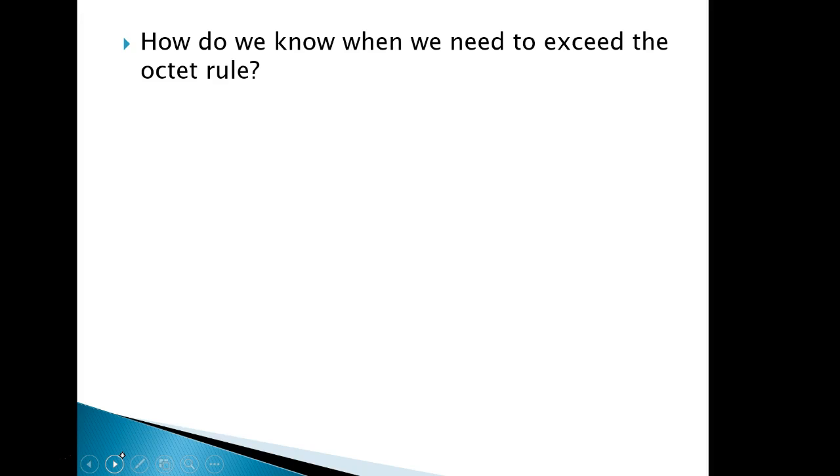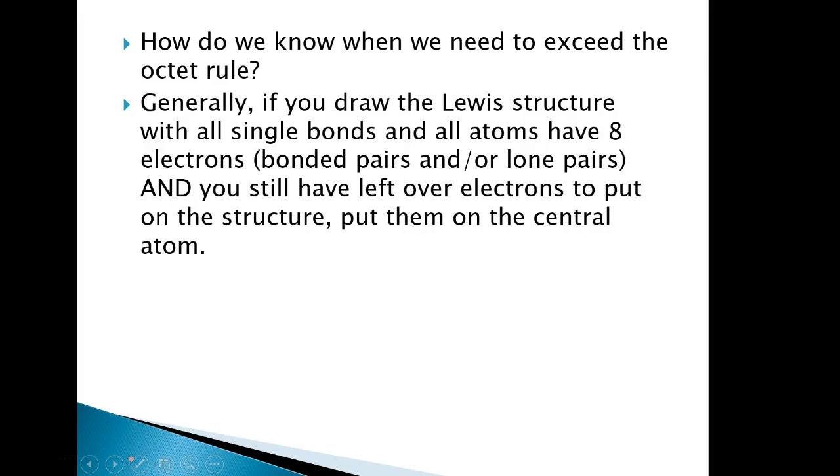So, how do we know when we need to exceed the octet rule? Generally, draw the Lewis structure with all single bonds, just like before. Give everything 8, just like before. And then if you still have extra electrons that you haven't put on anything, or you have extra atoms that you need to bond, they always go on the central atom.